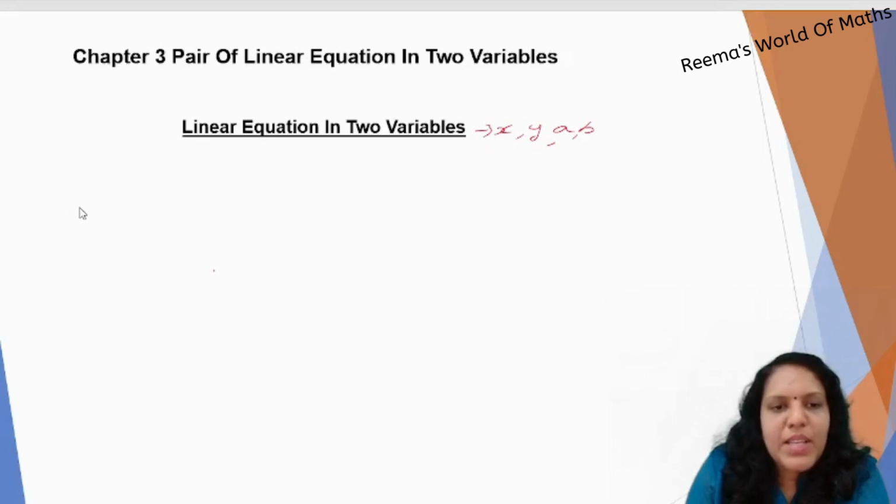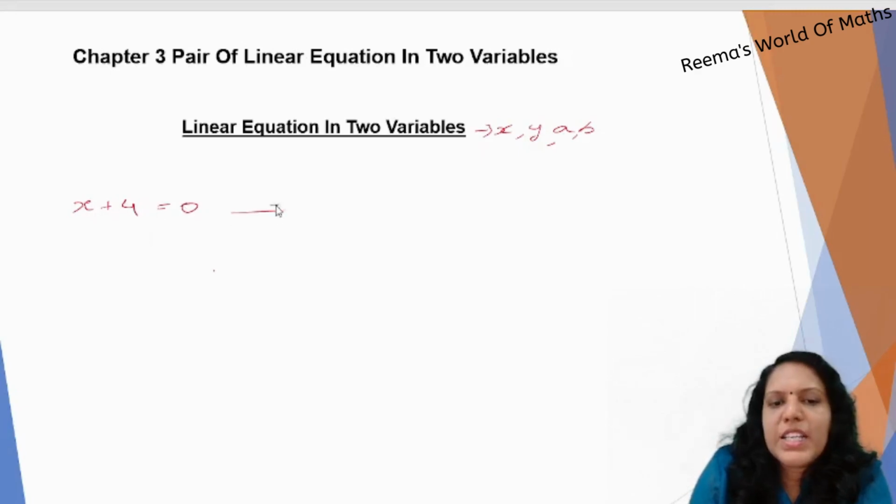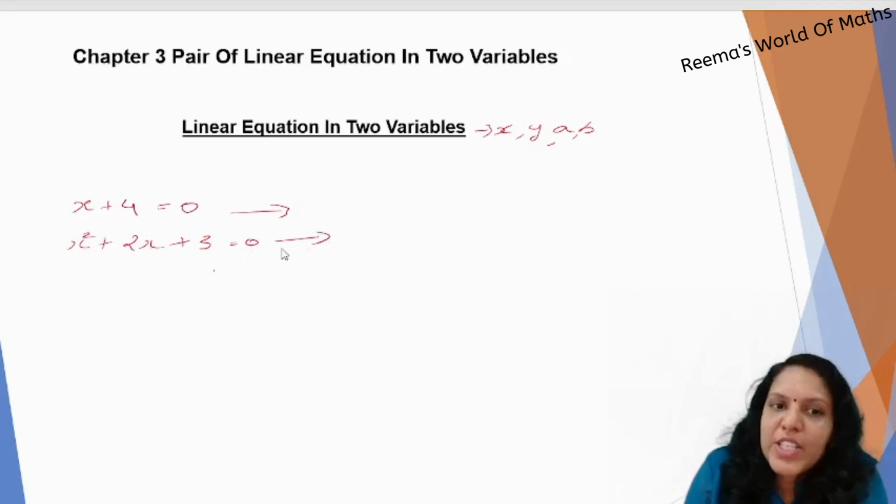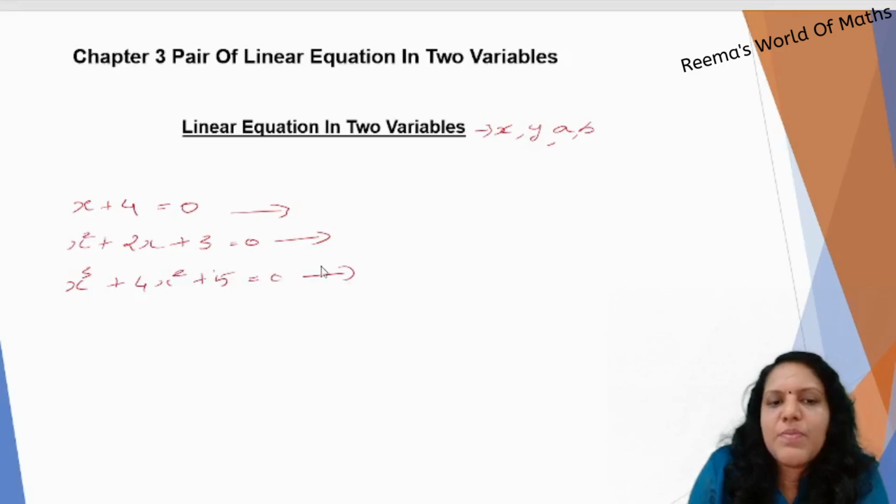Let's see a few examples. x plus 4 equal to 0 is a linear equation. We have also seen x squared plus 2x plus 3 equal to 0. This is a quadratic equation, but with one variable. Then similarly we have x cube plus 4x squared plus 5 equal to 0. This is cubic, because the highest degree is 3.